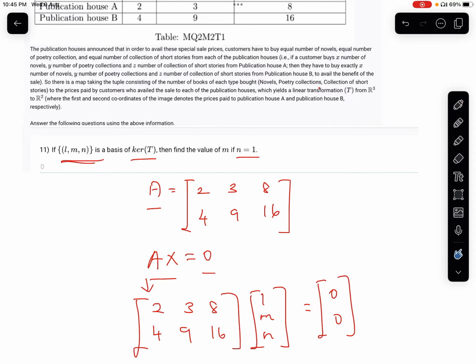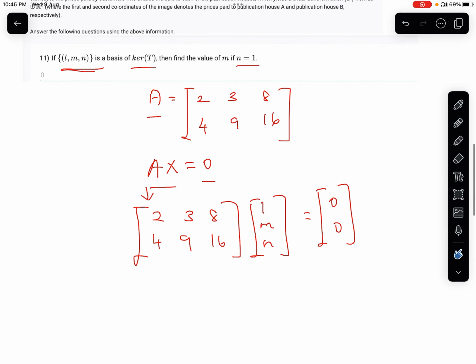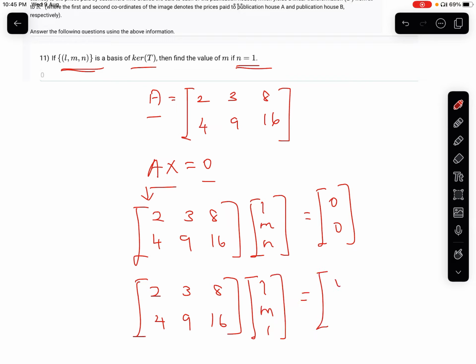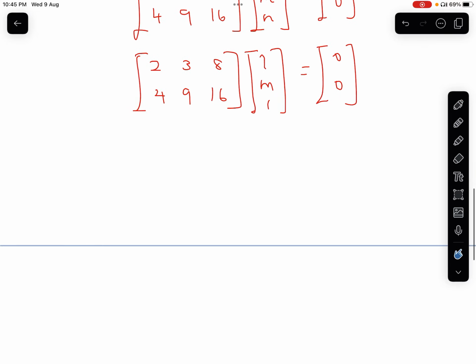Going to the next step, since they have given that N is equal to 1, in the next step substitute N equal to 1. So 4, 9, 16 we are getting again, and L, M and 1 equal to 0, 0. Now framing the equations, you'll be getting the first row, first column, and the second row, first column. You just equate to 0.